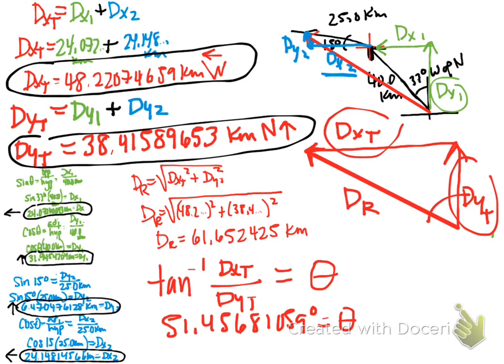How does our final answer look? Well, it's 2 sig figs. So it is 62 kilometers at 51 degrees what? 51 degrees west of north, because we're looking at this angle.